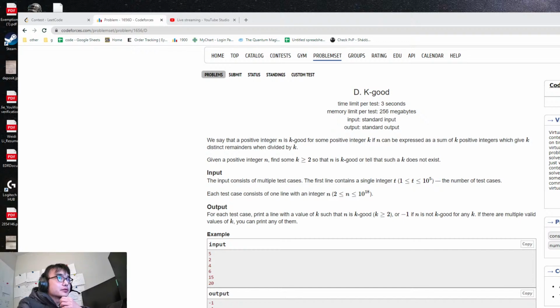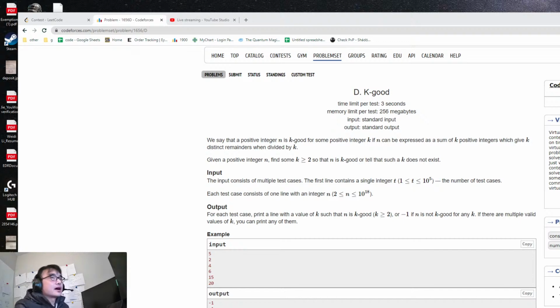The remainder when you divide each of the numbers by K must be distinct. That basically means that when you divide these numbers by K, each of the remainders must appear exactly once. For example, the first number's remainder is 1, second is 2, third is 3, fourth is 0, right? Each of them should appear exactly once.